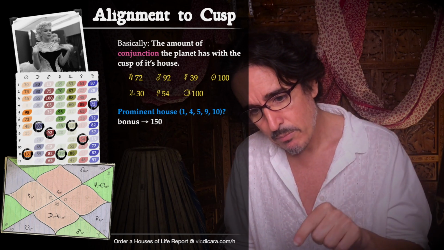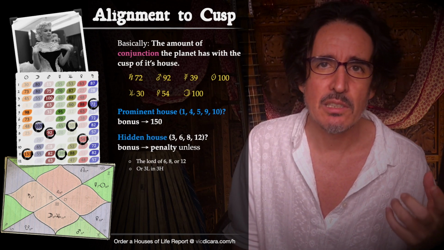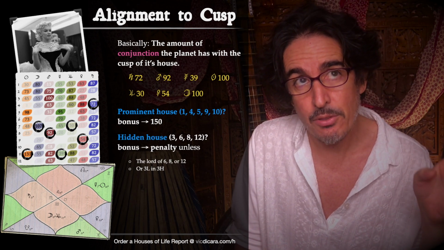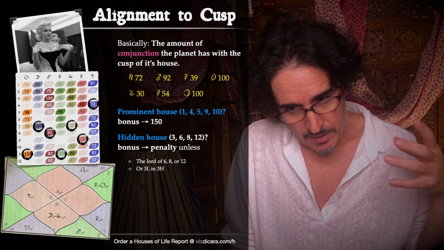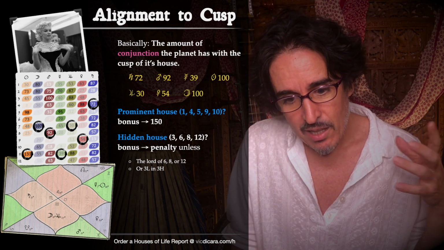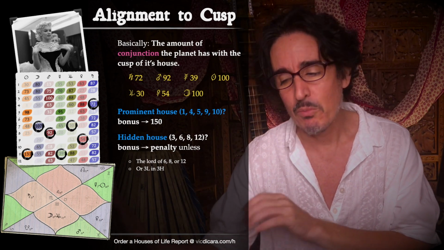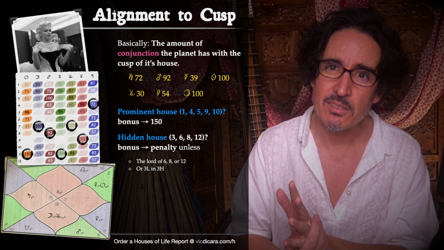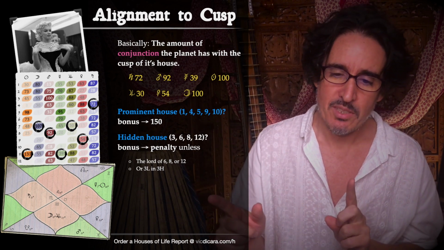Before that, I just want to explain this rule. The hidden houses. Hidden houses are dusthanas. They're called the 3rd, 6th, 8th, and 12th. If you are in this house, then you want to be out of alignment with the cusp. The more you're in alignment with the cusp in one of these houses, the more hidden you become. So we will consider a negative 100%.